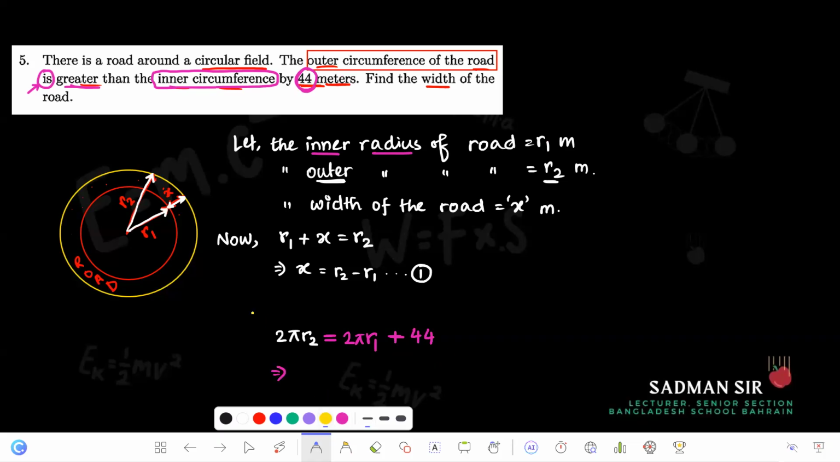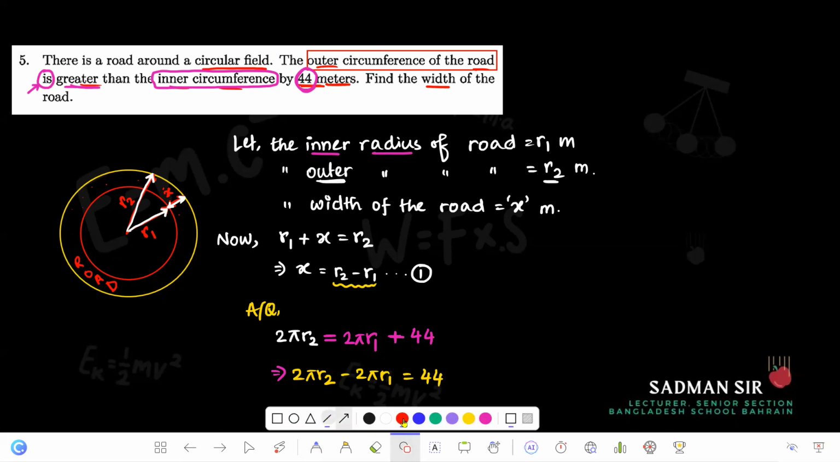Now this one we can write according to the question. According to the question, 2πr2 equals 2πr1 plus 44. Now from here our target is to find the value of r2 minus r1. How can we do that? The 2πr1 from the right hand side, if you shift it to the left hand side, it will become 2πr2 minus 2πr1 equal to 44. Okay. The rest of the calculation, let's do it here.